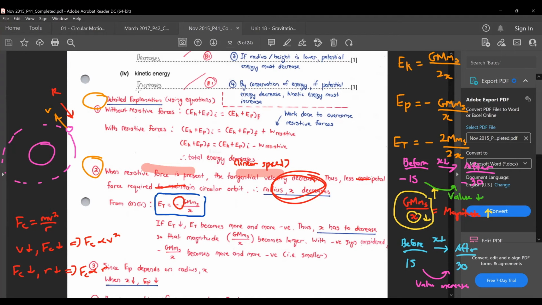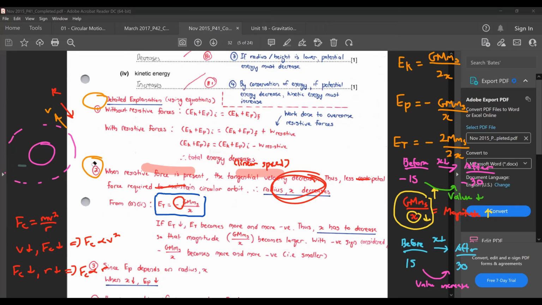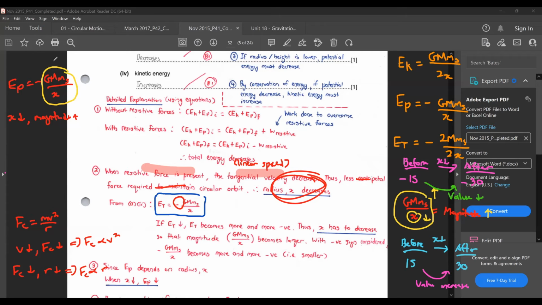Okay, then after that, you want to talk about EPE, why EPE is dropping. You again use back the equations for EPE. Let me just wipe off whatever I have here. Your EPE, or rather your EP, is having that same issue, negative GMm over X. So by right, if your X has been established to drop, we know that your magnitude is going to increase. This one here is what I will refer to as my magnitude.